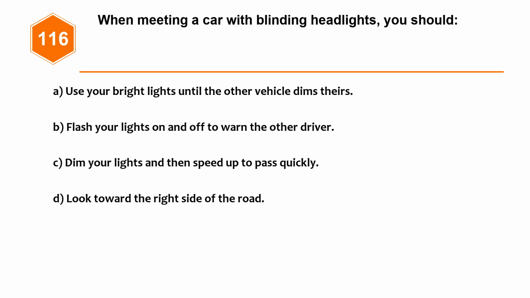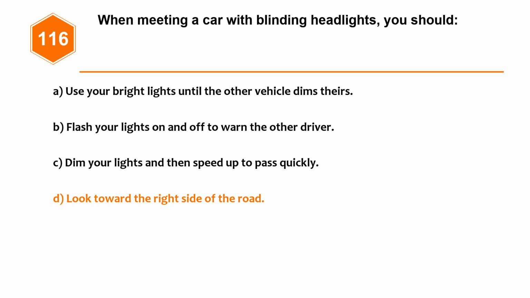Question 116. When meeting a car with blinding headlights, you should: Option A, use your bright lights until the other vehicle dims theirs. Option B, flash your lights on and off to warn the other driver. Option C, dim your lights and then speed up to pass quickly. Option D, look toward the right side of the road.